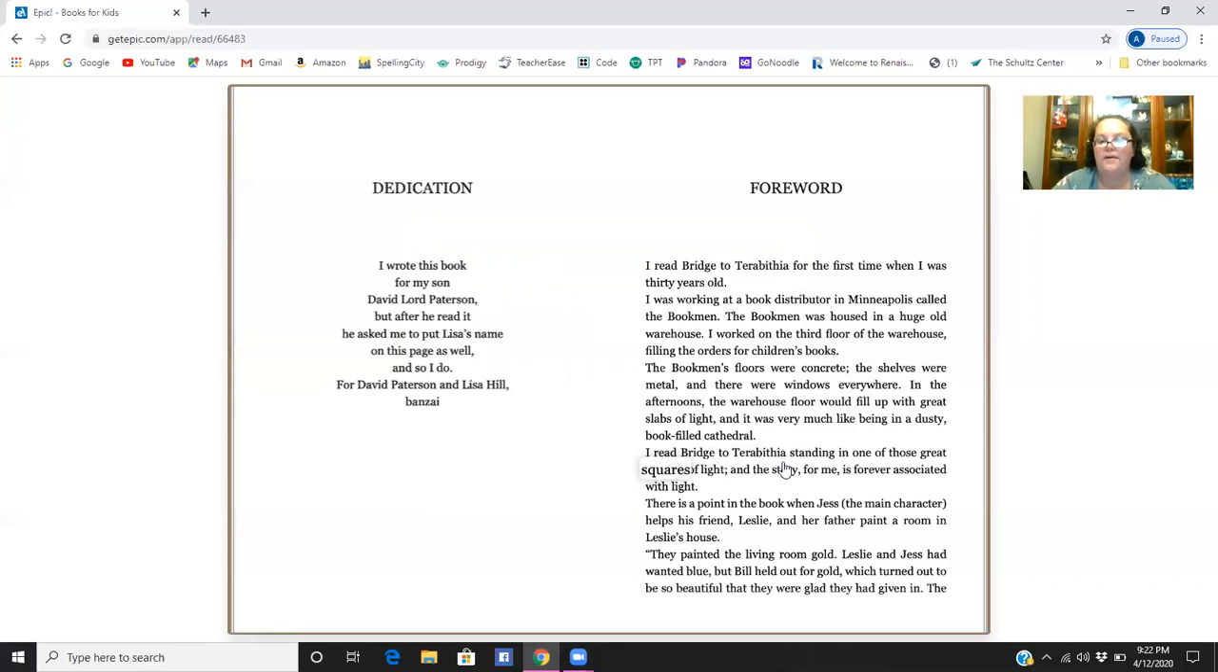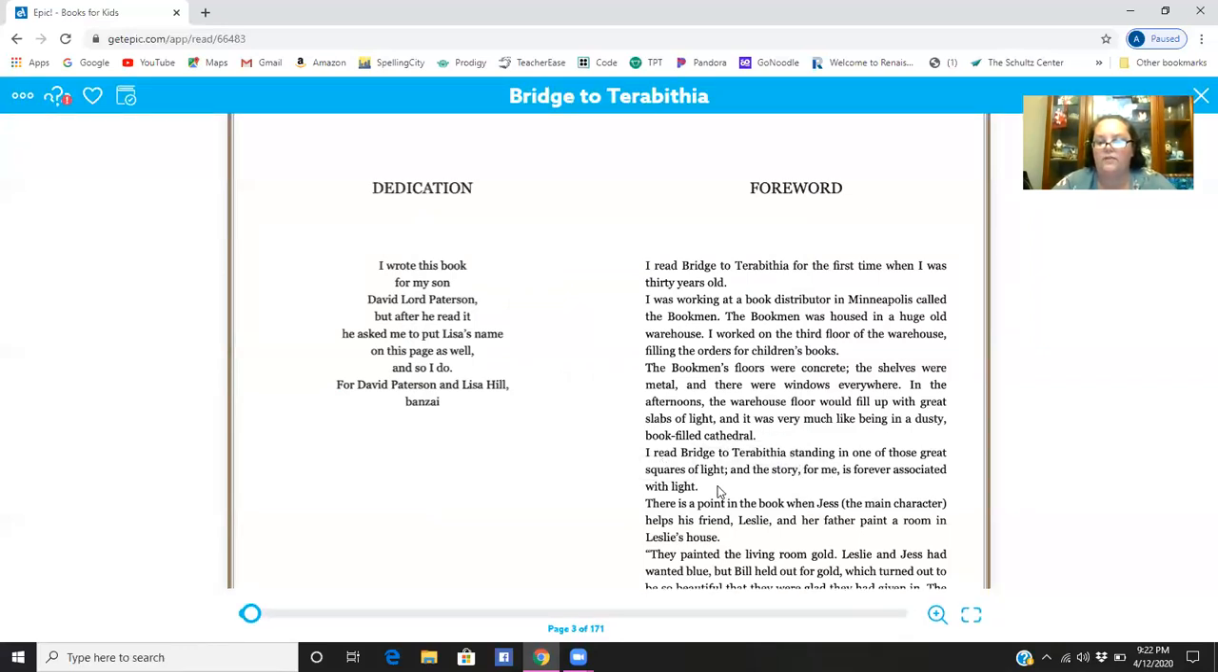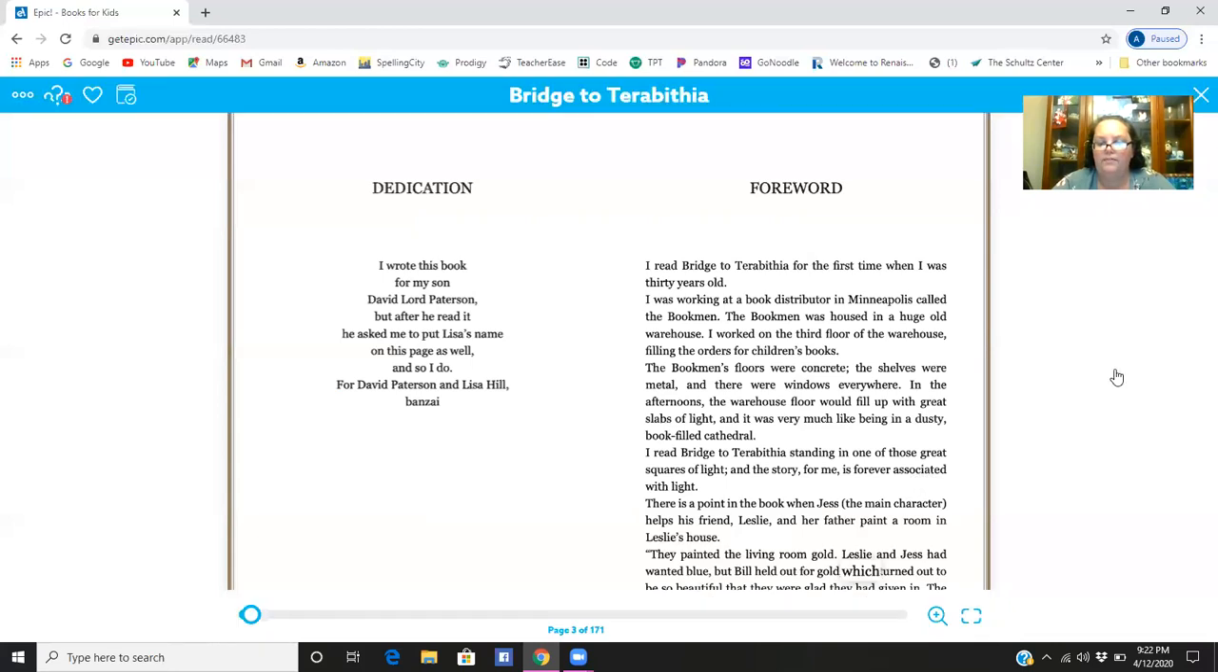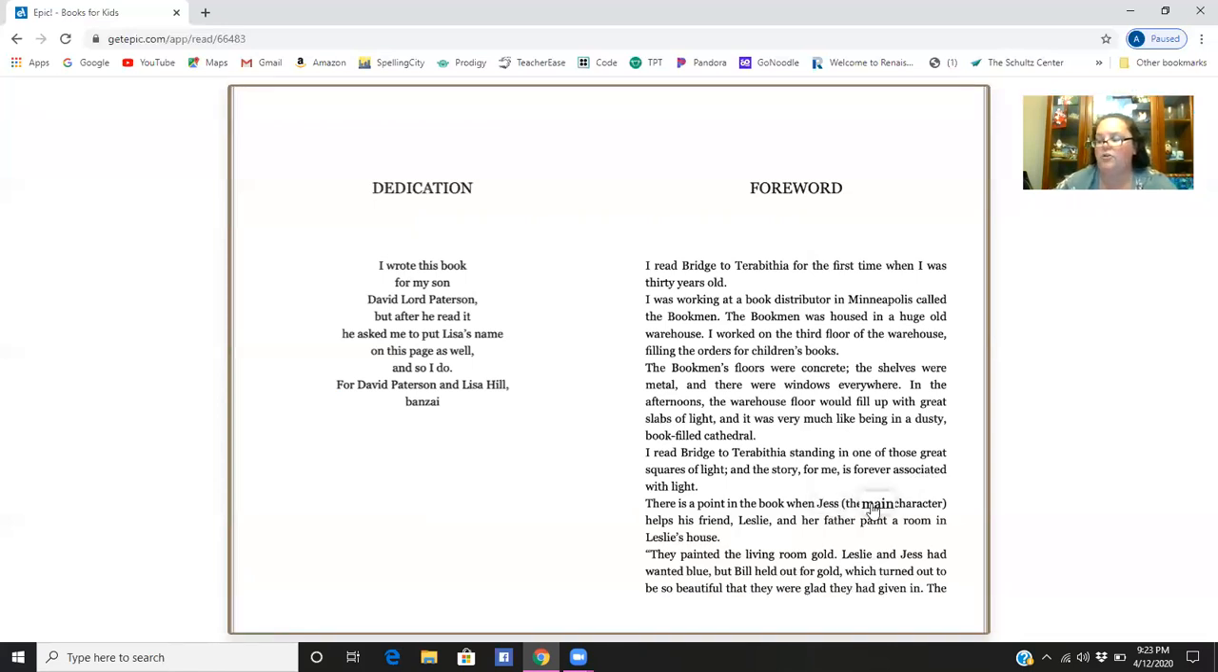I read Bridge to Terabithia standing in one of those great squares of light, and the story, for me, is forever associated with light. There is a point in the book when Jess, the main character, helps his friend Leslie and her father paint a room in Leslie's house. It tells us here in the foreword that Jess is a main character. So on my character reference sheet, under Jess's name, I'm going to write main character so that I know.